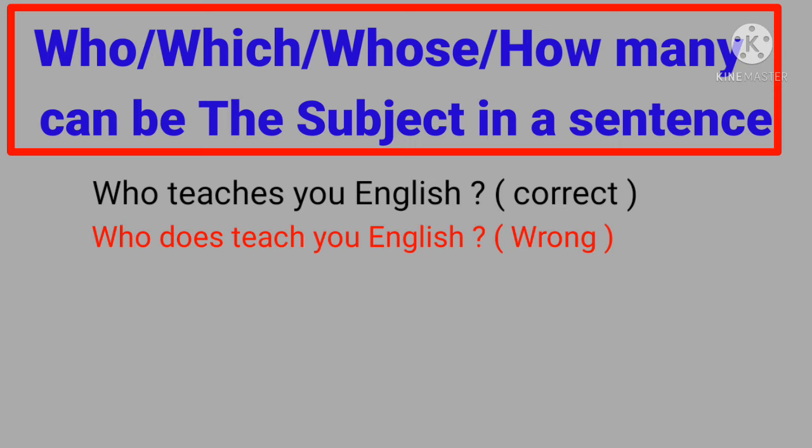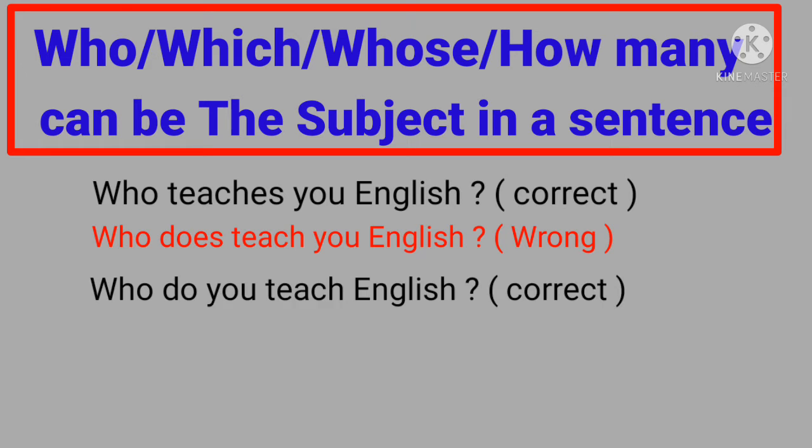Okay, here who can also be used as an object of a verb in the sentence, and it can be used as a question word at the same time. For example, who do you teach English? Here who, question word, do, helping verb, you, subject, English, object. Okay, here it is being used as an object. Who is the object of teach in the sentence.